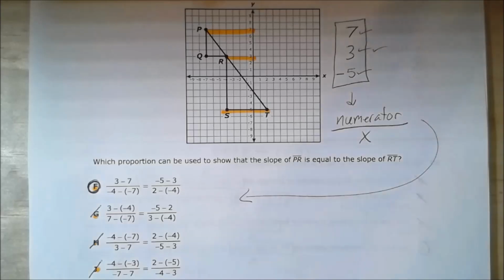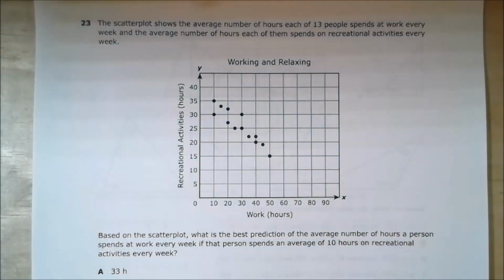So, go ahead and pause this video, go to the next problem, and see if you can answer it on your own. Problem number 23. The scatter plot shows the average number of hours each of 13 people spends at work every week, and the average number of hours each of them spends on recreational activities every week. Based on a scatter plot, what is the best prediction of the average number of hours a person spends at work every week if that person spends an average of 10 hours on recreational activities every week?